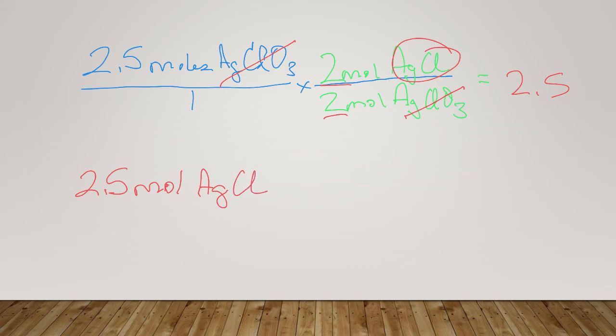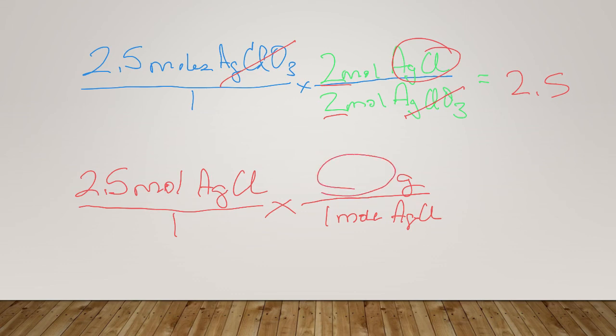But the question for this problem said how many grams of silver chloride are produced. So your last step now is you need to take that answer, put it over 1, and figure out how many grams are in 1 mole of silver chloride. I'm not going to do that for you. You can use your periodic table, look up the silver, look up the chlorine, get those two numbers, add them together, and that will be the number of grams in 1 mole. And then we'll take that times the 2.5 moles.